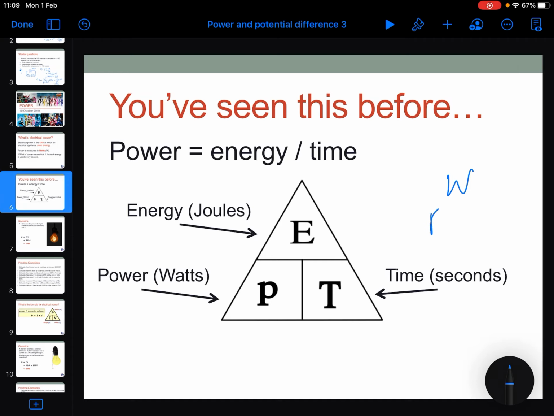So just don't be surprised if you see P = W/T as opposed to P = E/T. They mean the same thing. You don't need to freak out about it. It's just energy, work done at the top. So power, energy, time: power in watts, energy in joules, time in seconds. Pause it, write it down, and then let's do some practice questions.